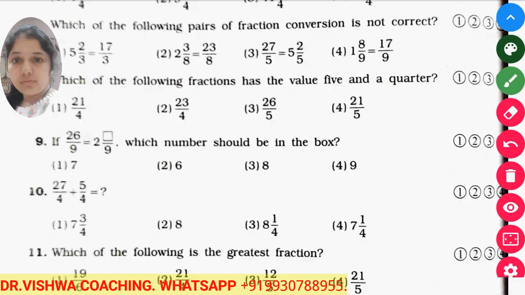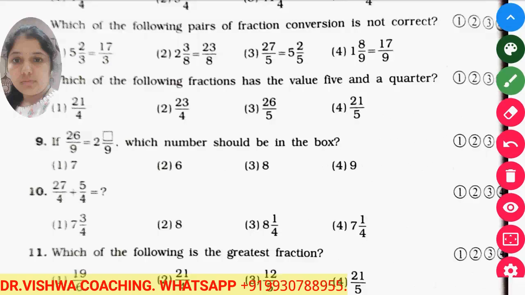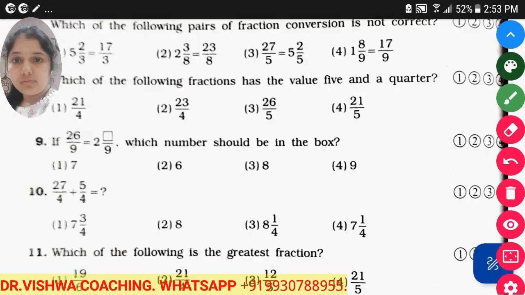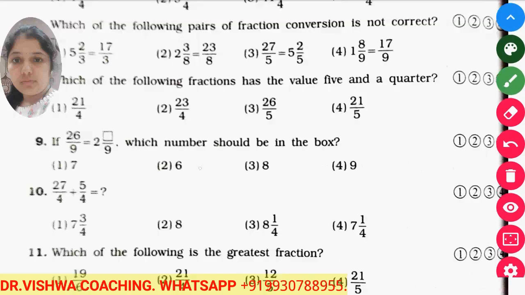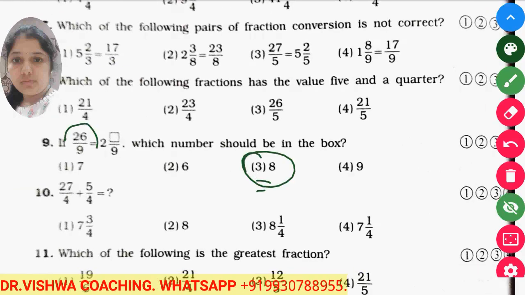26/9 is equal to 2 and something upon 9. Now 9 2s are 18. So subtract this 18 from 26, you will get your answer as 8. So option number 3 is the correct answer. I will show you. So see, this is an improper fraction and this is converted into a mixed fraction. So divide 26 by 9. 9 2s are 18.